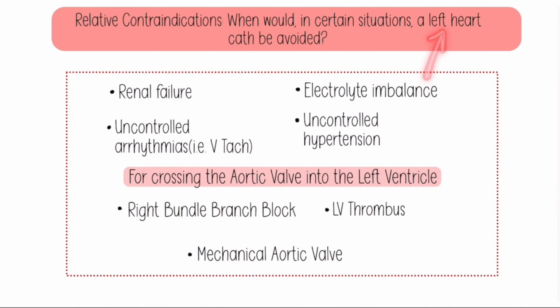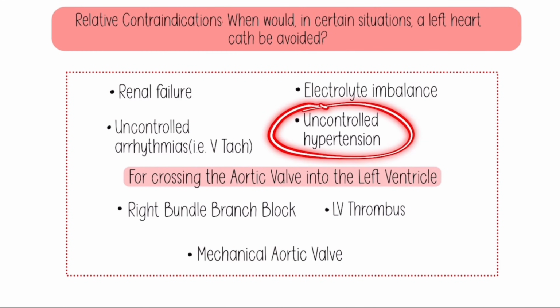Same with this. If they have a new renal failure, their creatinine's high and hasn't been before, maybe it's medication induced. So maybe we'll discontinue that medication before they proceed with the left heart cath, if they really need it. Uncontrolled arrhythmias like VTAC, same kind of thing. We could cause a PVC or something, and we don't want it to then induce an arrhythmia, so this needs to be investigated first.